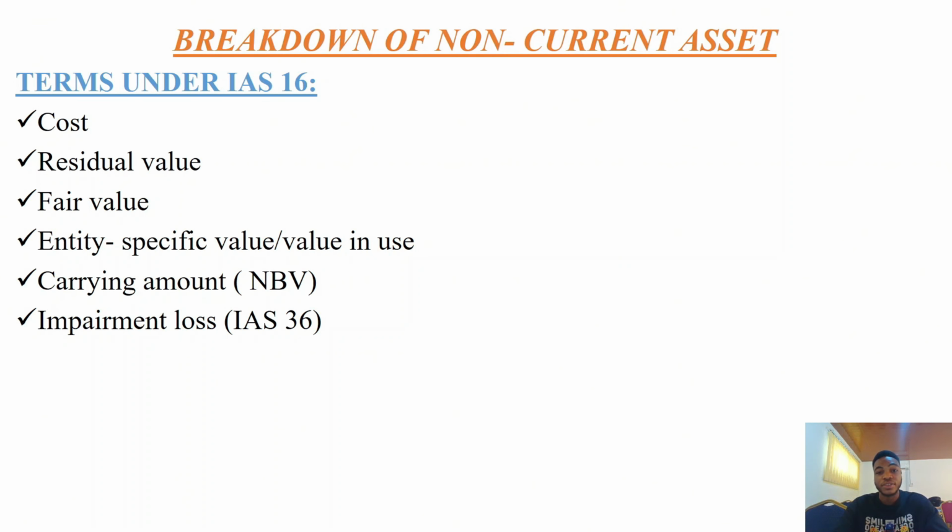And this has to do with the prudence concept. The prudence concept says that as an accountant, you must not anticipate profits, but provide for all possible losses. So we don't anticipate profit. We want to anticipate losses, right? So any loss, we have to capture it. Okay. So that is why we don't have an impairment gain. Okay. So we just focus on impairment loss.